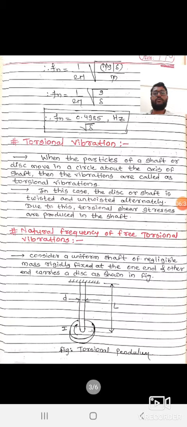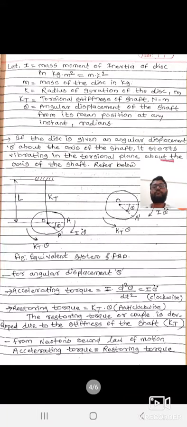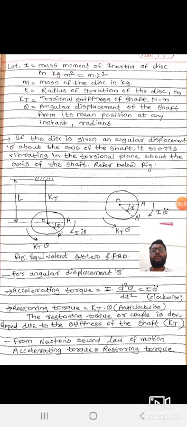The figure shows a uniform shaft having masses attached, where the shaft diameter is d and L is the length of the shaft. This diagram is for a torsional pendulum. From this diagram, let I equal the mass moment of inertia, m the mass of the disc, k the radius of gyration of the disc, kt the torsional stiffness of the shaft, and theta the angular displacement of the shaft from its mean position at any instant in radians.